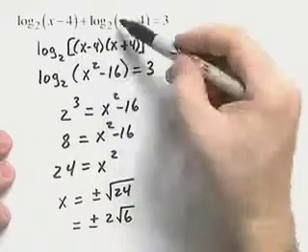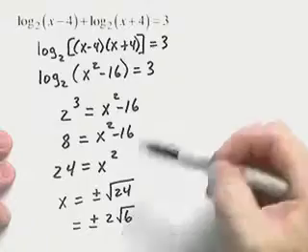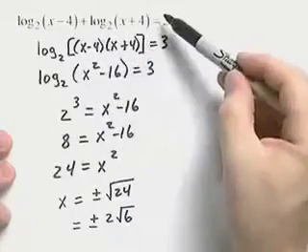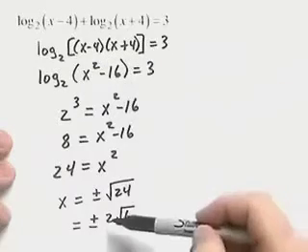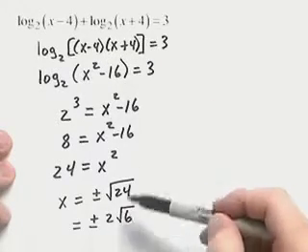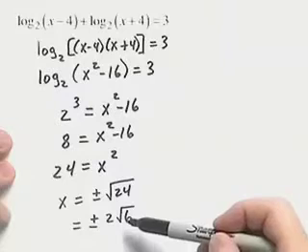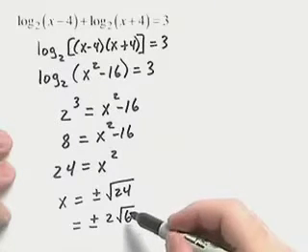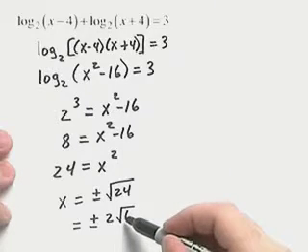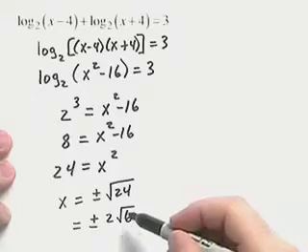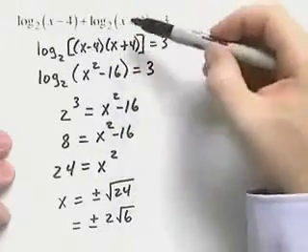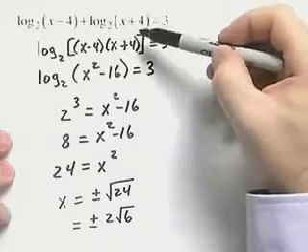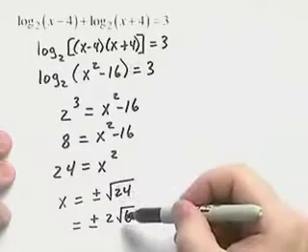Again, as with a logarithmic equation, we want to check our solutions to make sure that they will work in our original equation. We've changed it by doing the rules for logarithms. The positive value, 2 root 6: the square root of 6 is a little bit bigger than 2. 2 times something bigger than 2 is going to be something a little bit bigger than 4. So we have something bigger than 4 minus 4, that's okay. And then something bigger than 4 plus 4, that's okay. So the positive solution will work.